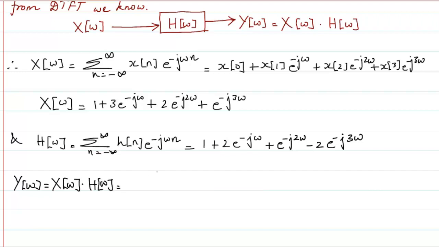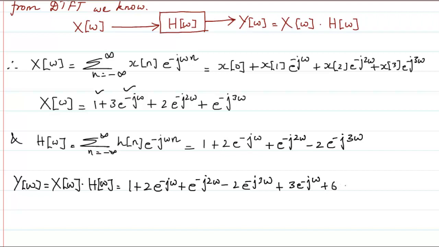Now if I am going to multiply, I will first start with 1 into the whole, which is 1 plus 2 e raised to power minus j omega plus e raised to power minus j 2 omega minus 2 e raised to power minus j 3 omega. Next is 3 times this, so plus 3 e raised to power minus j omega plus 6, it is multiplication, 3 into 2 is 6, which I am multiplying with each one of those.